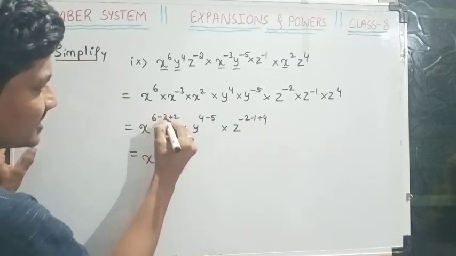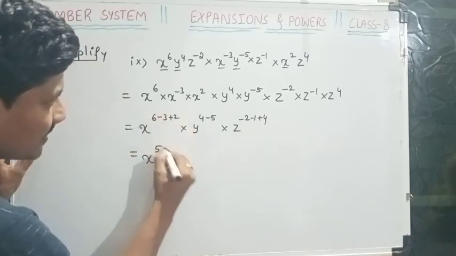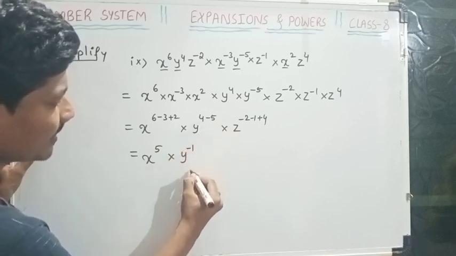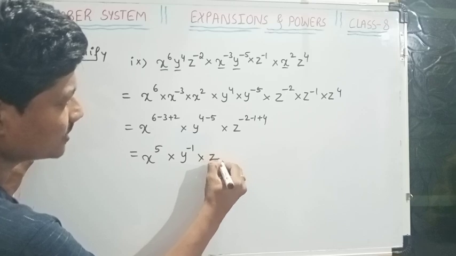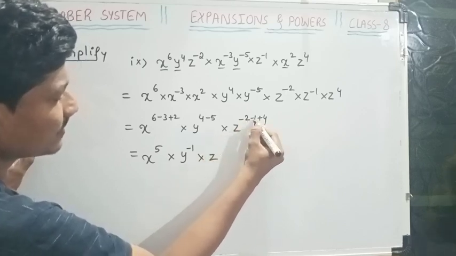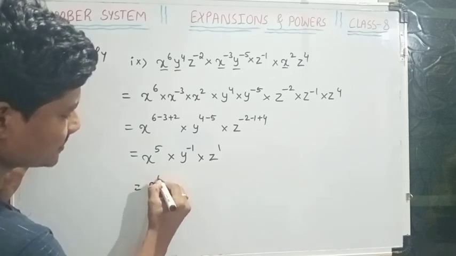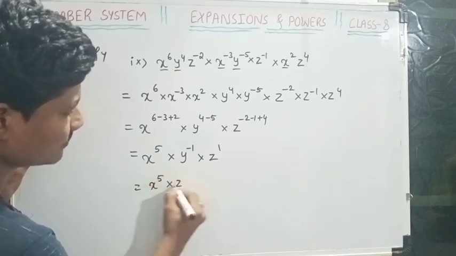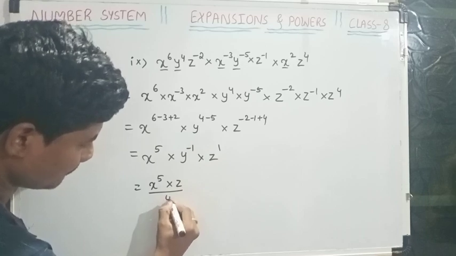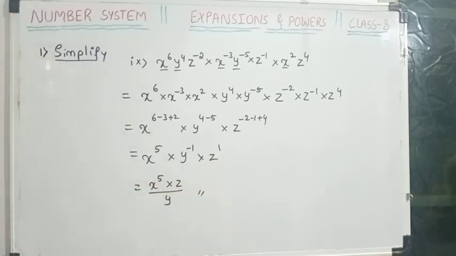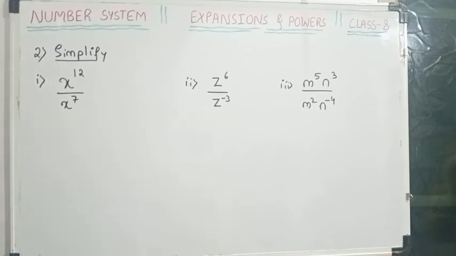x to the power 6 minus 3 is 3, 3 plus 2 is 5. y to the power 4 minus 5 is minus 1. Into z to the power minus 2 minus 1 plus 4, that is minus 3 plus 4, which is 1. Therefore, the answer is x to the power 5 into z into y to the power minus 1. I'll bring that y downside. It becomes x to the power 5 into z divided by y. This is the required answer.